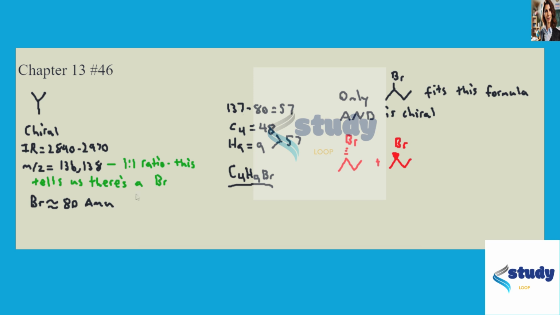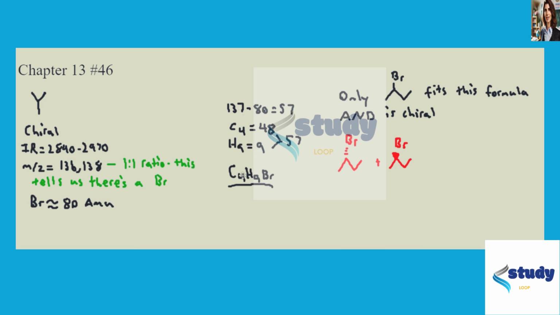For our purposes, we'll call it 80. So for 136 and 138, we'll split the difference and call it 137. Minus 80 is 57. So we have our bromine accounting for 80, and then we have 57 more atomic mass units to account for. Immediately, you want to think, how many carbons can I have without going over 57? If you have 4 carbons, that accounts for 48. If you subtract 48 from 57, you're left with 9, so we'll call it 9 hydrogens.